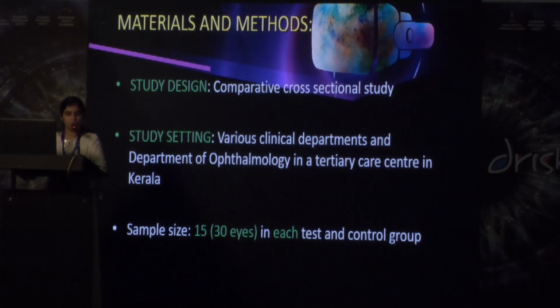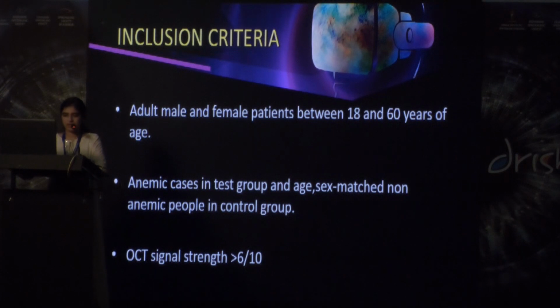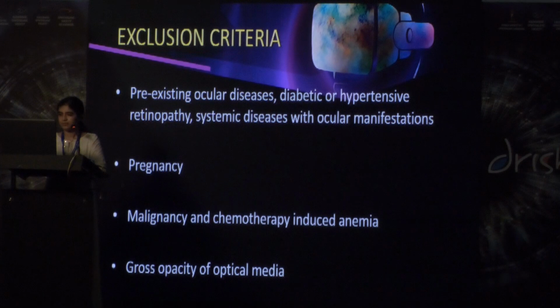Sample size comes to 15 in each test and control group, that is a total of 30 eyes in each group. Inclusion criteria: all adult male and female patients between 18 and 60 years of age were included, and anemic patients were included in the test group and non-anemic patients were included in the control group, with OCT signal strength of more than 6 out of 10.